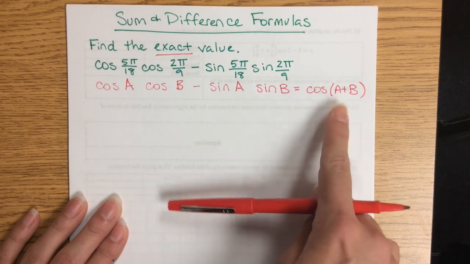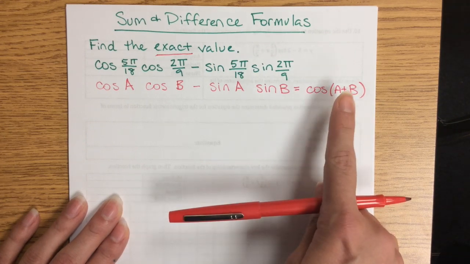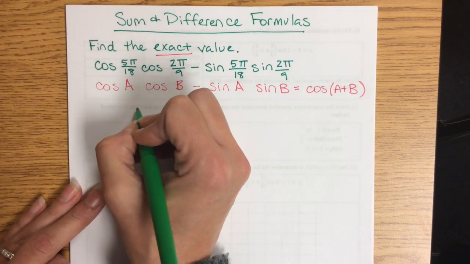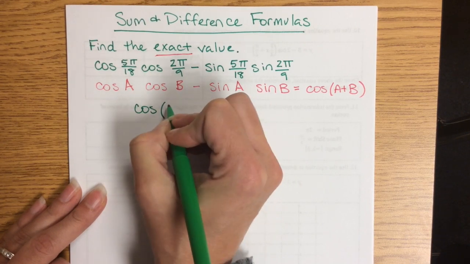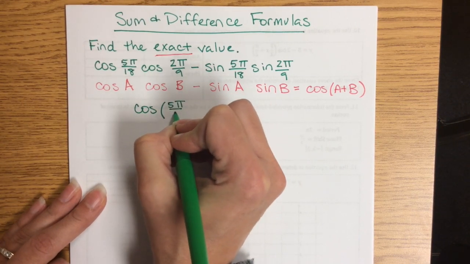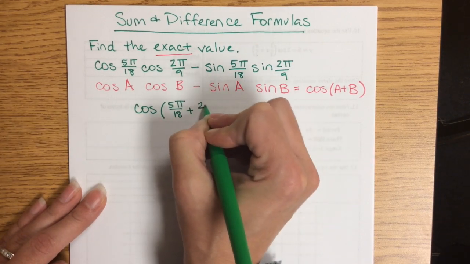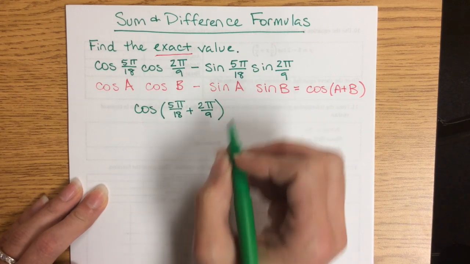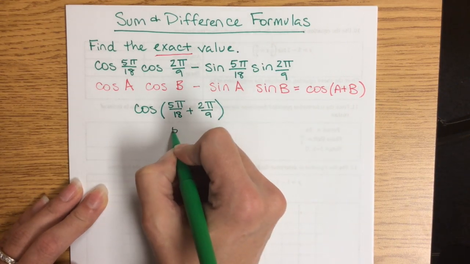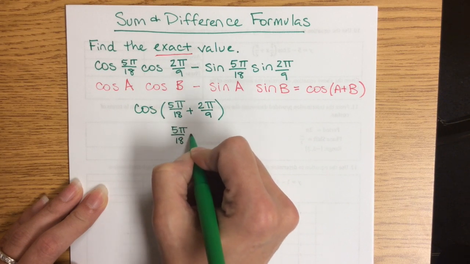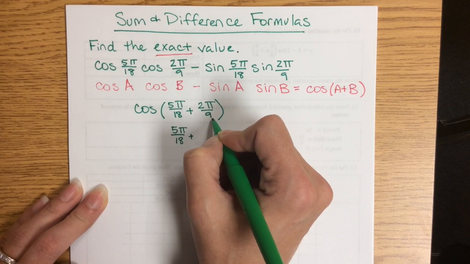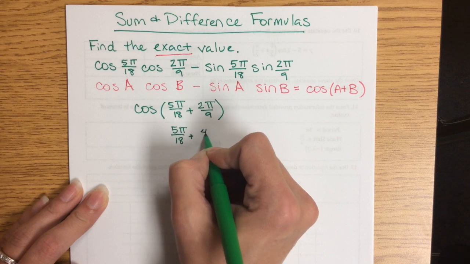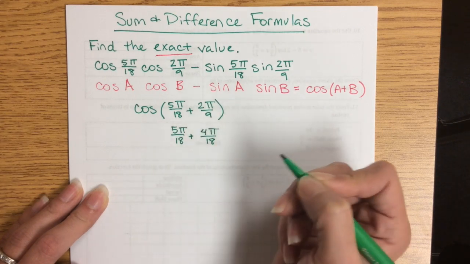And so let's see if we add A and B together, if that gives us a value that we can find on our unit circle. So let's try that. Let's say cosine of A, which is 5 pi over 18, plus B, which is 2 pi over 9. Now, in order to add two fractions together, you need common denominators. So the common denominator should be 18. So if I multiply this by 2, I get 18, which means I need to multiply my numerator by 2 as well. So I'm going to get 4 pi over 18.